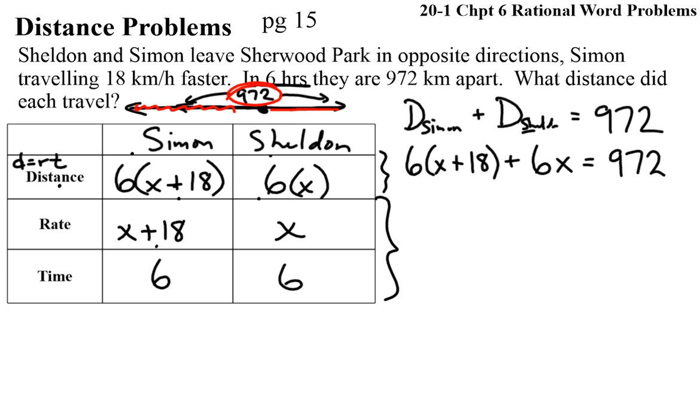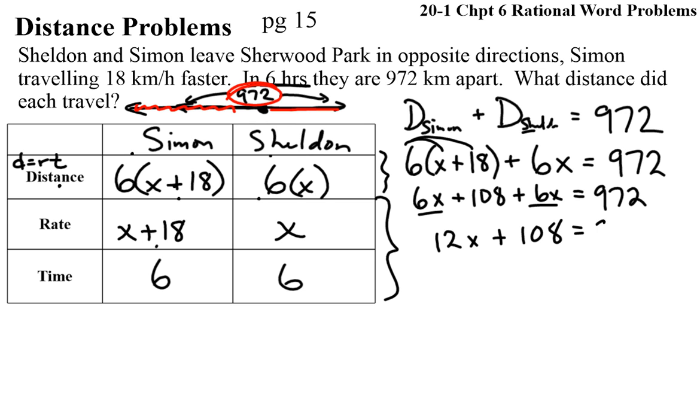for an equation. Distribute and then combine like terms. 6x plus 108 plus 6x equals 972. Combine like terms. 12x plus 108 equals 972. At that point, you can solve for x, subtract 108, divide by 12, and x is 72 kilometers per hour. Kind of nice with this one. It's a distance problem, but it didn't actually end up being a rational. So we didn't even have to eliminate a denominator.